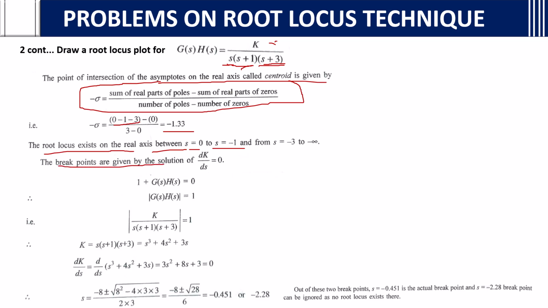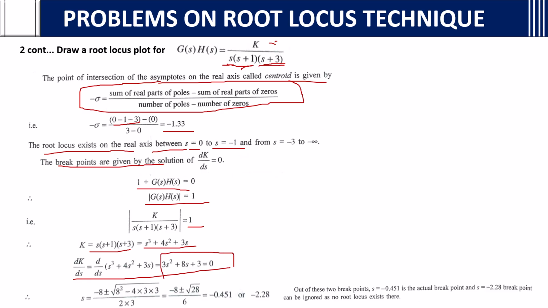So the breakpoints are given by the solution of dk by ds equals 0, as we have studied in the rules. We know that 1 plus g of s into h of s equals 0, so mod of g of s into h of s is 1. So k by s into (s plus 1) into (s plus 3) equals 1. If you substitute, k will be s into (s plus 1) into (s plus 3). If you multiply, you will get s cube plus 4s square plus 3s. If you do dk by ds, you will get 3s square plus 8s plus 3 equals 0.